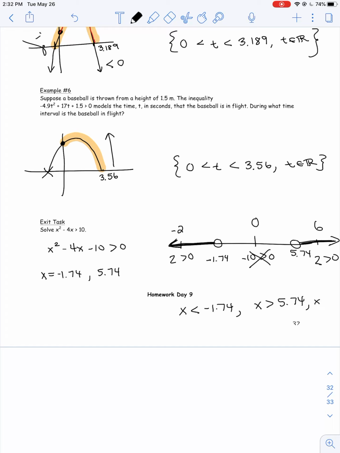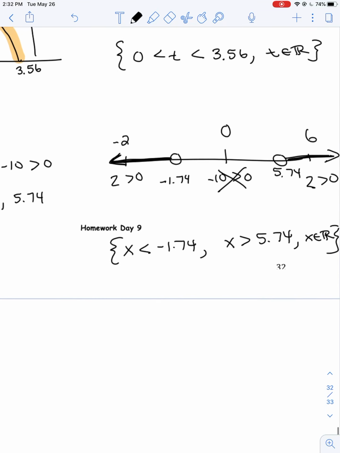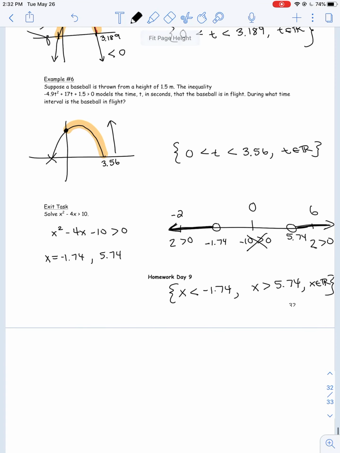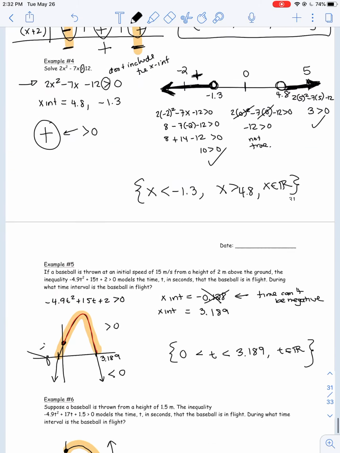So x is greater than 5.74, and then we always include that x is an element of real numbers because it does say that all the solutions after those values and before -1.74 are real numbers. So that would be my final solution for this lesson. Okay, so that is your unit. That is our second last unit.